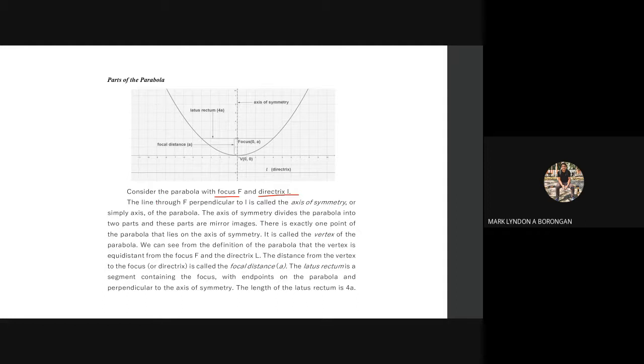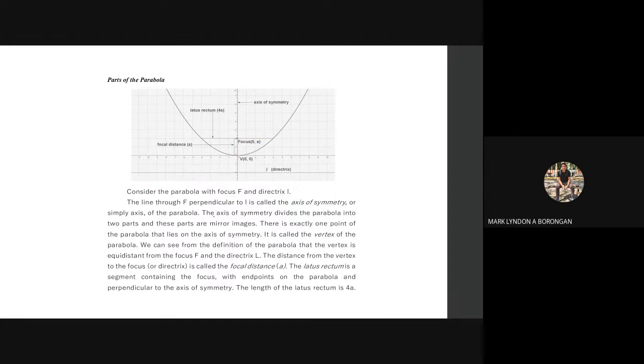The line through F perpendicular to L is called the axis of symmetry. So this is called the axis of symmetry. It is perpendicular to L and passes through F. Perpendicular means it forms 90 degrees, right?